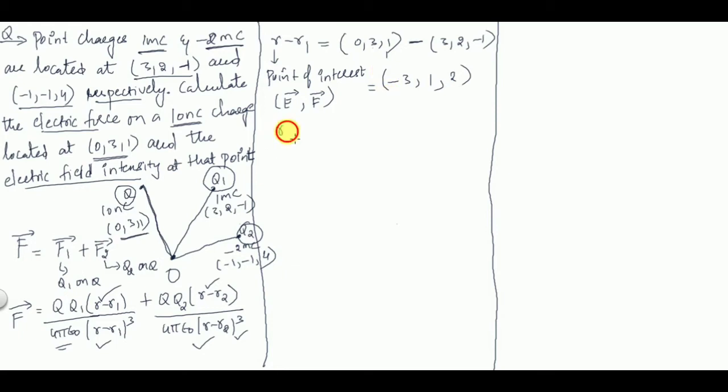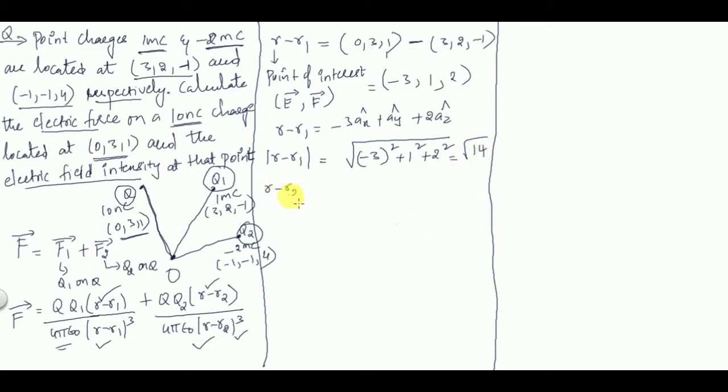So if you write in vector form, r minus r1 is minus 3 ax cap plus ay cap plus 2 az cap. And if you find the modulus, r minus r1 is root of (minus 3) whole square plus 1 square plus 2 square. So it will be root of 14.